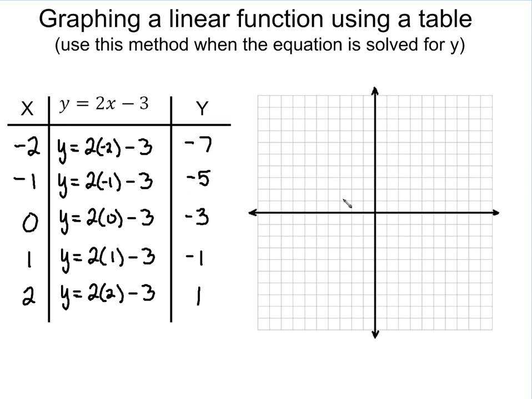Now we're going to graph these points. So we have (-2, -7), so 3, 4, 5, 6, 7. Then (-1, -5), 1, 2, 3, 4, 5. Then (0, -3). Then (1, -1), and (2, 1). And again, we connect our points in this one as well.